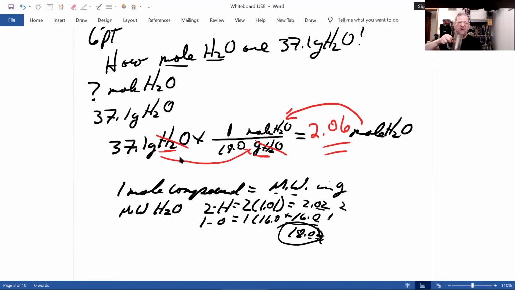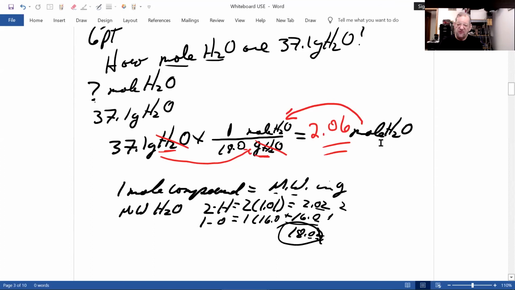Let's go back and look, what did I do? First had some tea, that's what I did. But we looked at our problem. How many moles of water are in 37.1 grams of water? We found out what units we're being asked to find. What do we want our answer in? Moles of water. We look at what we are given: 37.1 grams of water. That's the only thing we can start with.